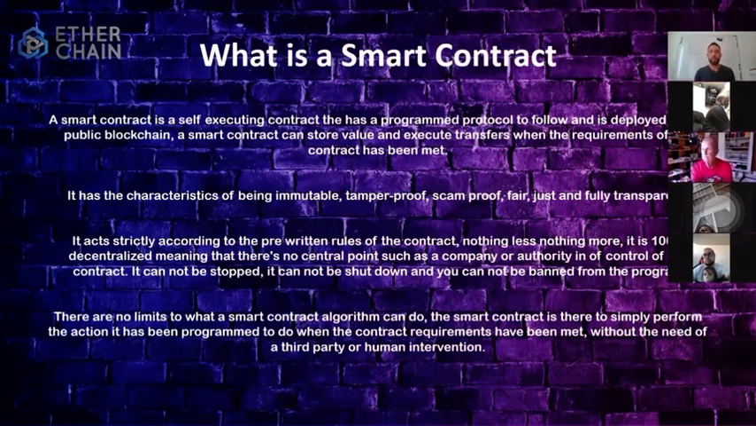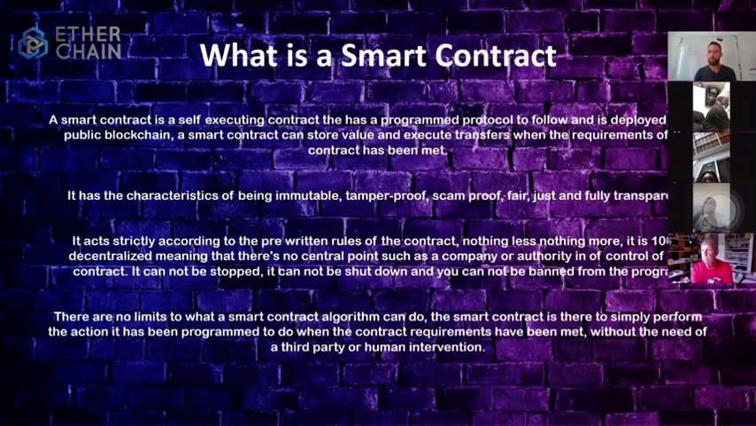It acts strictly according to the pre-written rules of the contract. Nothing less, nothing more. It is 100% decentralized, and that means that there's no central point of control like a company or any authority of this contract. It cannot be stopped. It cannot be shut down, and nobody can ban you from the program. This is a decentralized smart contract deployed on the public Ethereum blockchain.